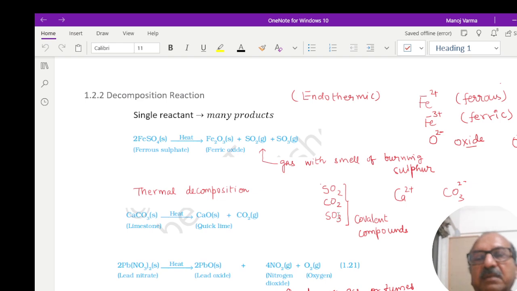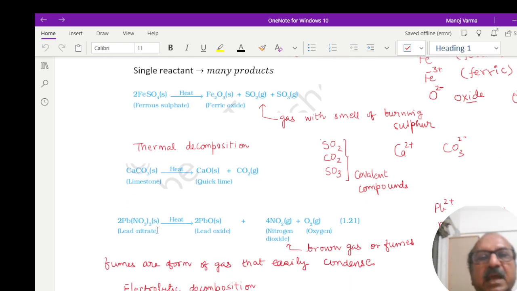Sulfur dioxide, carbon dioxide, sulfur trioxide, these are the covalent compounds, so they do not contain any ions. Calcium carbonate on heating decomposes to give you calcium oxide and carbon dioxide. This is also an example of thermal decomposition. Lead nitrate gives you lead oxide, nitrogen dioxide, and oxygen. Nitrogen dioxide and oxygen are covalent compounds. This is an ionic compound.